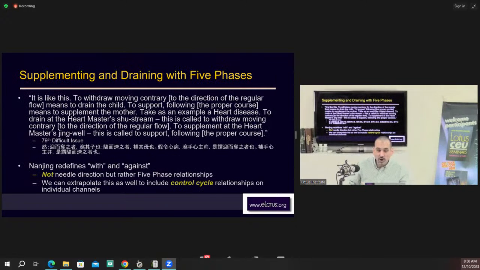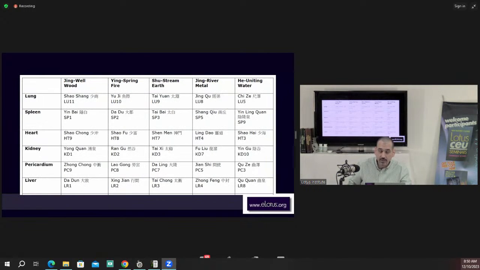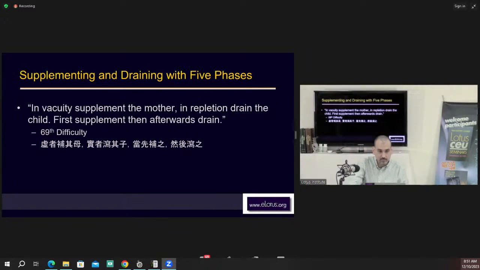To supplement at the heart master's Jing well is called to support, following the proper course, which means, what do we do if we need to supplement the heart? Heart is fire, pericardium same as fire. The mother of fire is wood. So the way we supplement the heart or the pericardium is we apply a therapeutic stimulus at the Jing well point, heart 9 or pericardium 9. That's the basic way the Nanjing gives us in terms of determining supplementing and draining points. Okay.